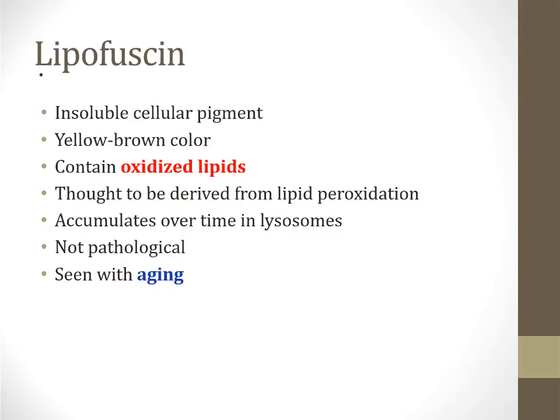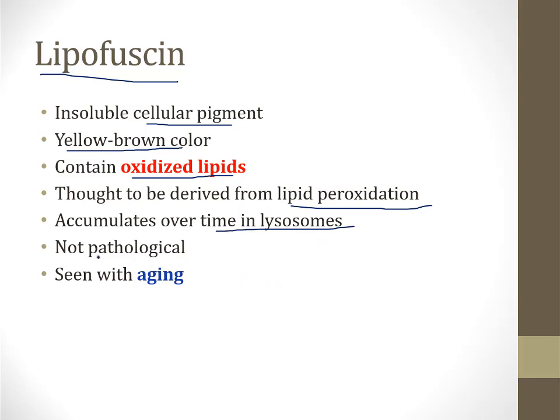And I'll finish this video with lipofuscin. This is an insoluble cellular pigment. It has a yellow-brown color that I'll show you in a minute, and it's commonly seen on examination of biopsy specimens. Lipofuscin contains oxidized lipids. It's made up of oxidized lipids, and these are thought to be derived from lipid peroxidation from free radicals like we talked about earlier. As we get older, over time, lipofuscin accumulates in our lysosomes, and that's why you can see it on biopsy specimens.